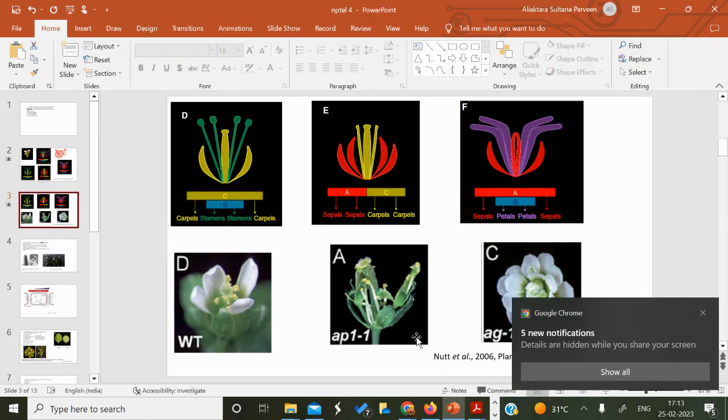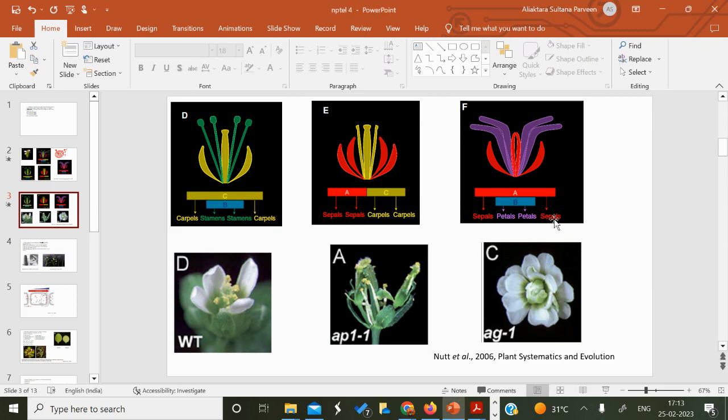So if the class C gene is not there, the determinacy is lost. So that's why what happens is a flower within a flower scenario comes in. So the C class gene mutant shows the flower within a flower phenotypic alteration.